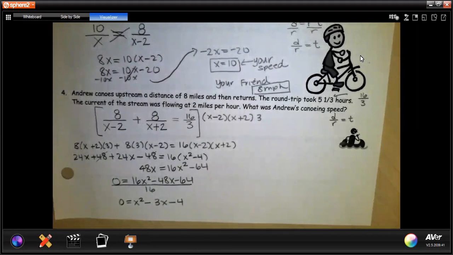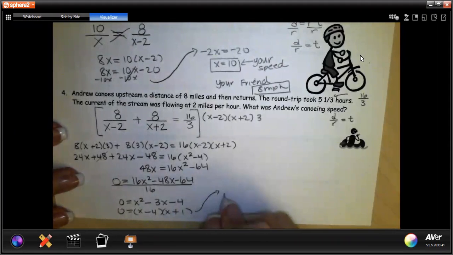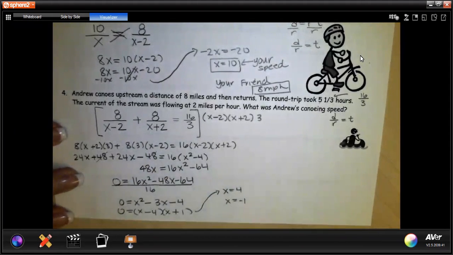Now that makes it a whole lot easier to factor. X times x gives me this x squared. Then I'm looking for what multiplies to be -4 and adds to be -3, and that is a -4 and a +1. So the two things that make that 0 are 4 and -1. We verify that it does not make it undefined, which it does not.